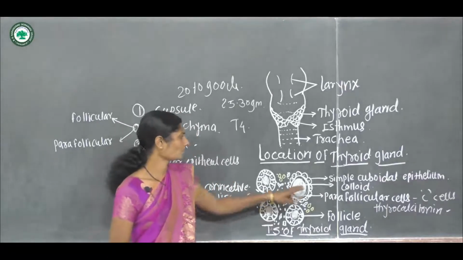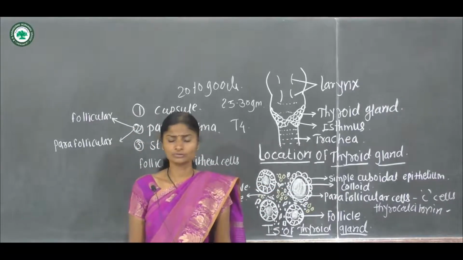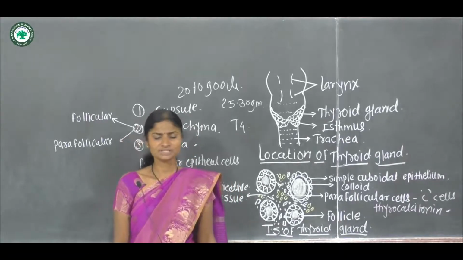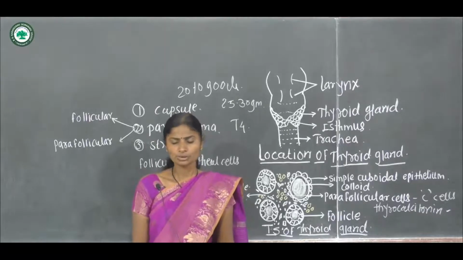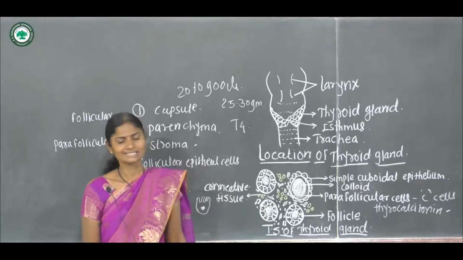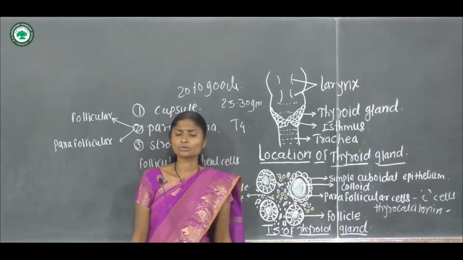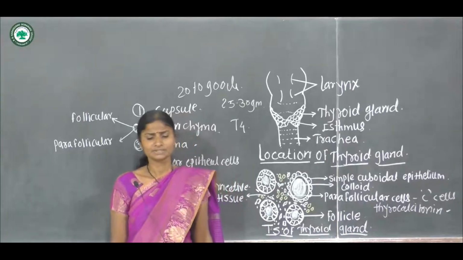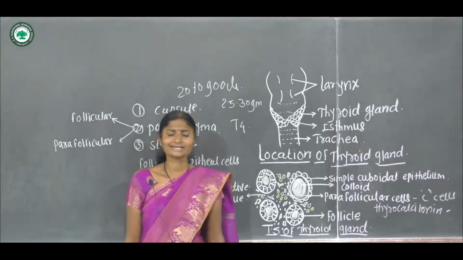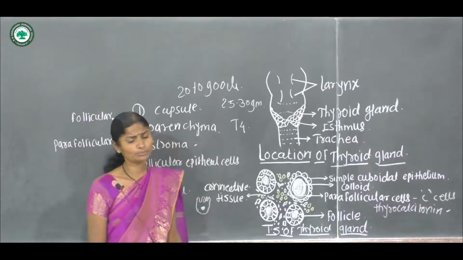Next part is colloid. The cavity of the thyroid follicles is filled with a semi-fluid or gel-like substance called thyroid colloid. It is the endocrine secretion of epithelial cells and is composed of nucleoproteins, thyroglobulin, and proteolytic enzymes. Thyroxine is the active thyroid hormone, tetraiodothyronine, also called T4.